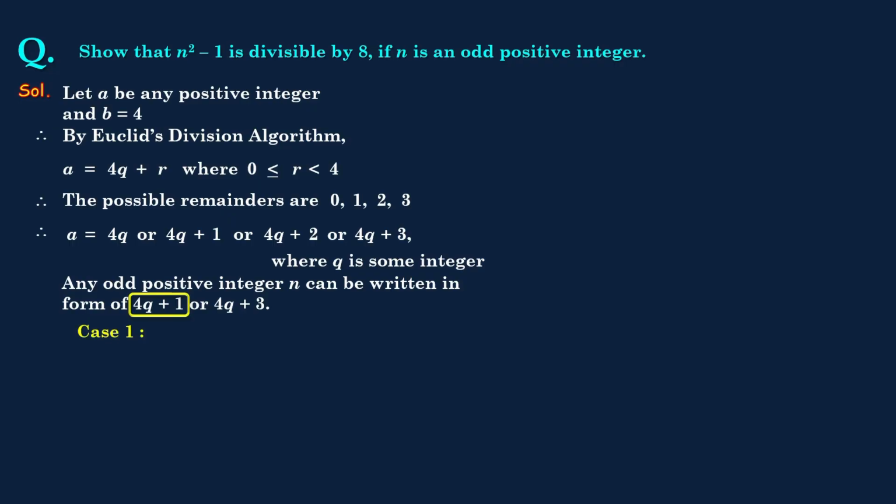Now if we take case number 1, that is 4q plus 1 as n, then n square minus 1 will be 4q plus 1 whole square minus 1.